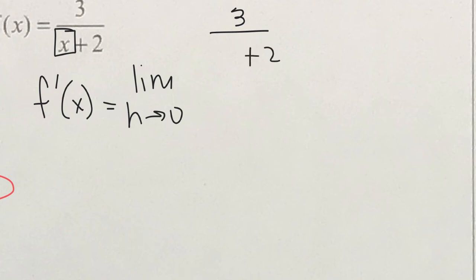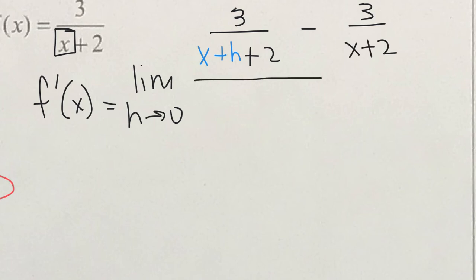I'm going to change colors because I'm adding something here that has changed to an x plus h, plus 2. And I'm going to subtract the original, 3 over x plus 2, all divided by h. Okay, so I replaced x in my original function with x plus h, minus the original function, all divided by h. So here I have a fraction minus a fraction.